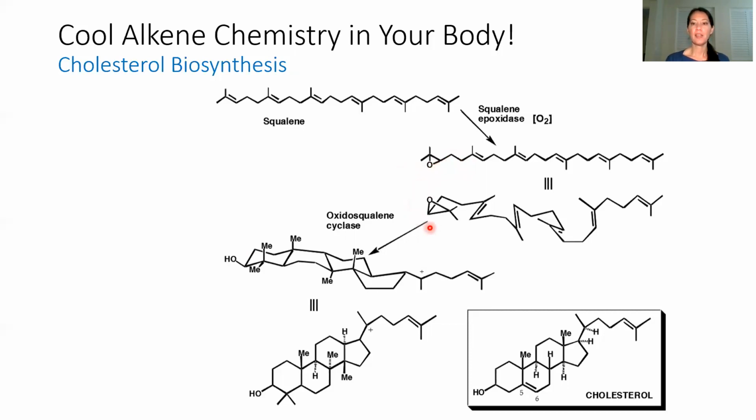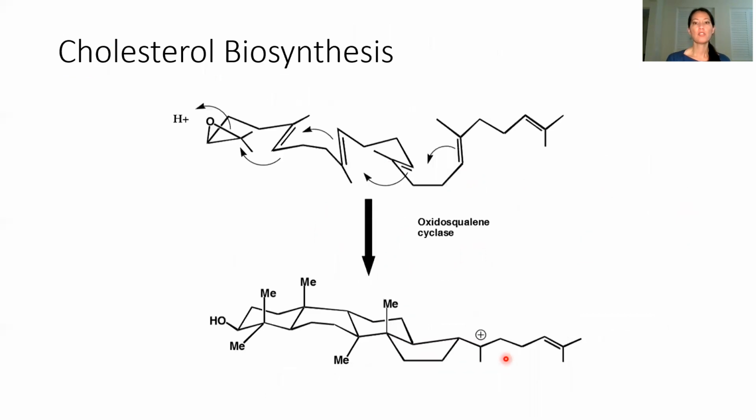So basically, this adopts a certain geometry, mainly chair structures. You can use oxidosqualene cyclase to close up the rings. And it's a cascade to generate eventually a precursor to cholesterol. So specifically, you can envision a protonation or activation of the epoxide. This alkene here attacking and opening up the epoxide.